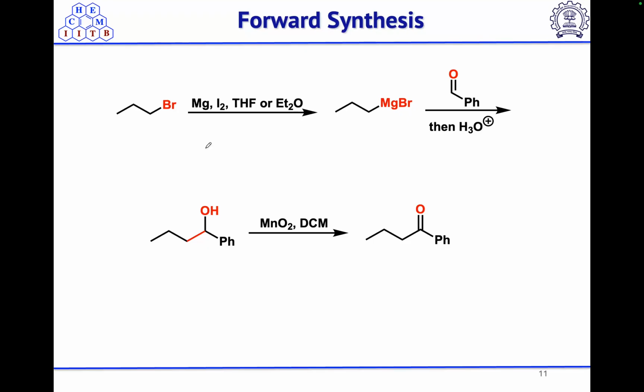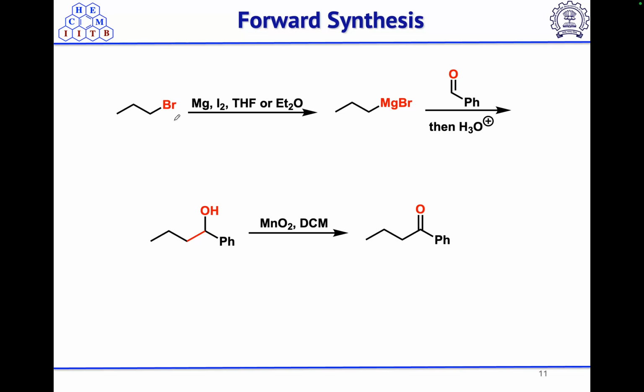Basically, magnesium inserts between this C-Br bond, and by that you get this Grignard reagent. Now what is the role of iodine? This magnesium insertion is happening via a radical process. The preparation of the Grignard reagent happens via a radical process.